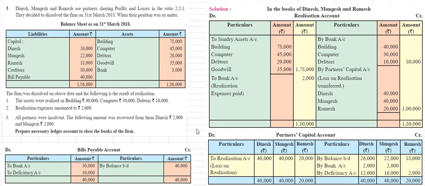So in this video, I showed how to calculate the partner's capital account, realization account, bills payable account and the creditors account. All the assets are going to the realization account, and after the realization account, the liabilities, which are creditors and bills payable, the balance amounts of the partner's capital and creditors and bills payable will go into different separate accounts.